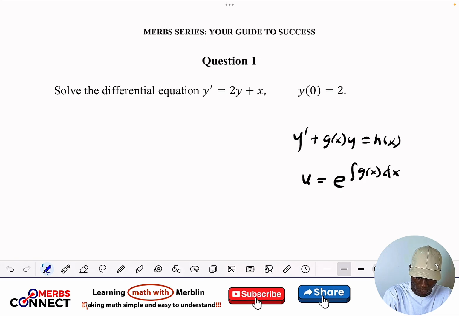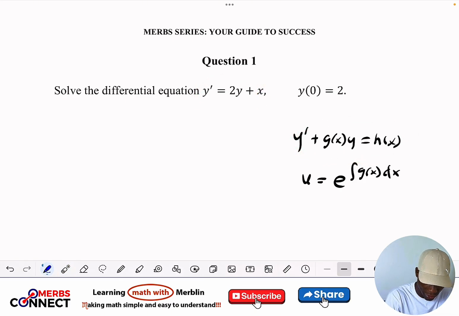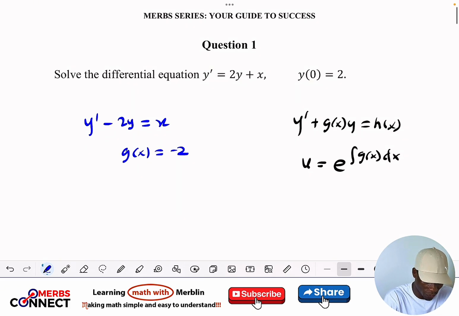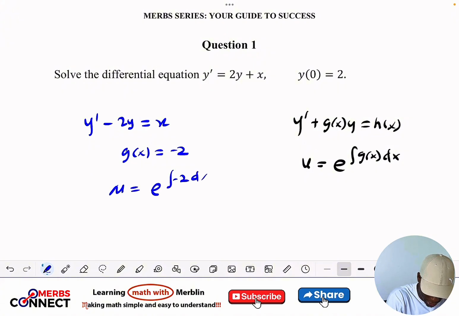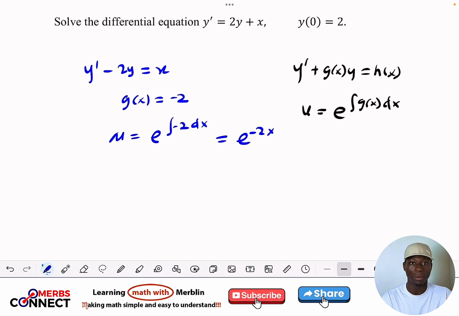So we need to make sure that we have this function of this form so that we can get our g of x. So I can write it as y prime minus 2y is equal to x. Then my g of x will be equal to minus 2. So this one will help me to find my mu, which is the integrating factor, e to the power integral of minus 2 dx. And when I integrate this, I'm going to have e to the power minus 2x. So this is my integrating factor.